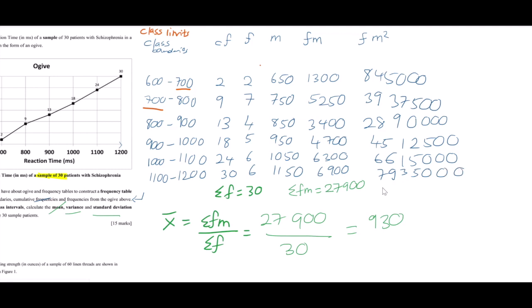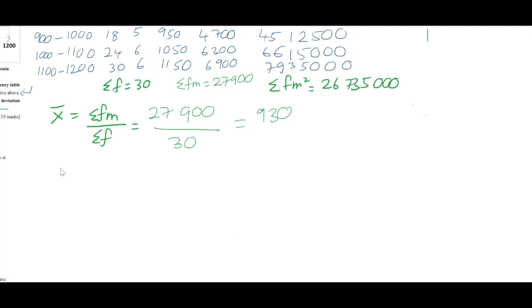Okay, so the summation of fm square is 26,735,000. So the sample variance would be 26,735,000 minus fm, the whole minus fm square.